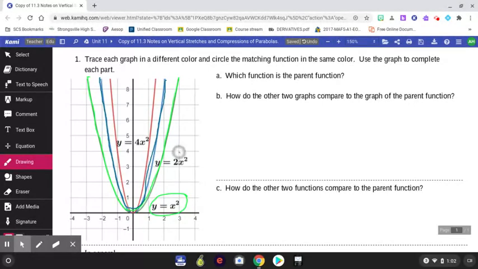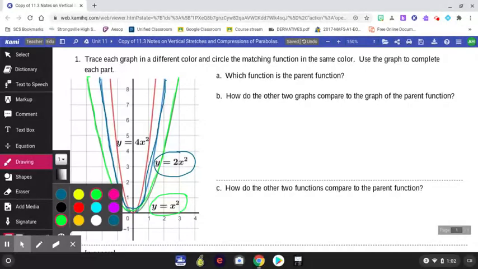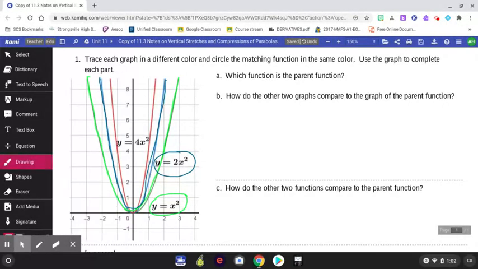That goes with the y equals 2x squared. And this last function I have here is in red. Again, whatever color you'd like, and I'm going to trace that out. The big idea here is that we want to make sure that we know which of these parabolas goes with which function. If I trace my parabola in a given color and I circle the function that goes with that color, hopefully I can keep track of the equation that goes with the graph. Okay, so now let's start answering some questions.